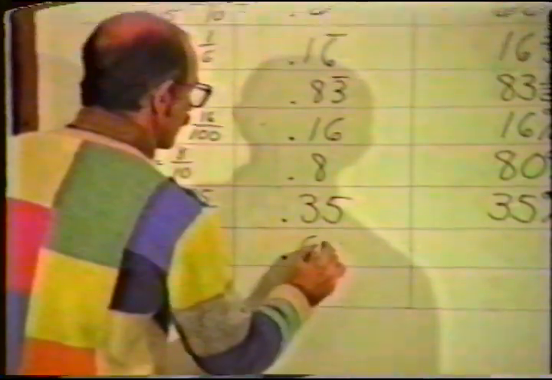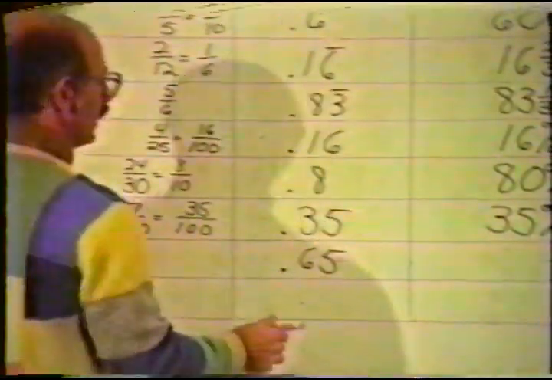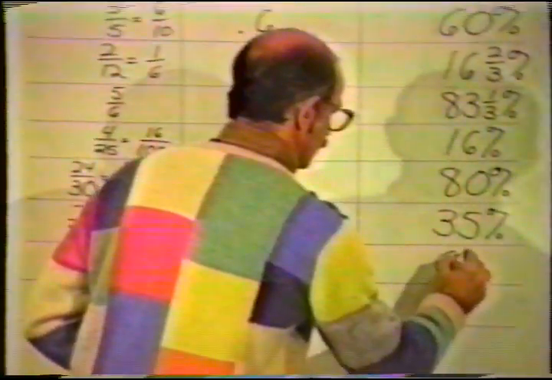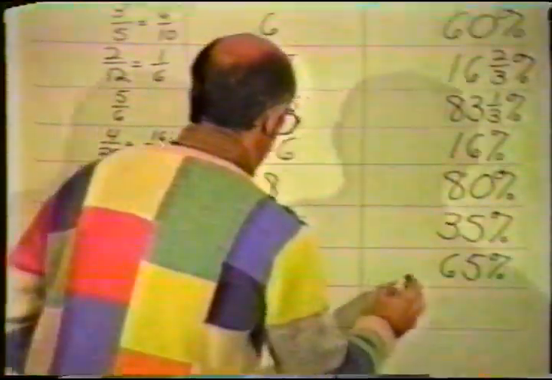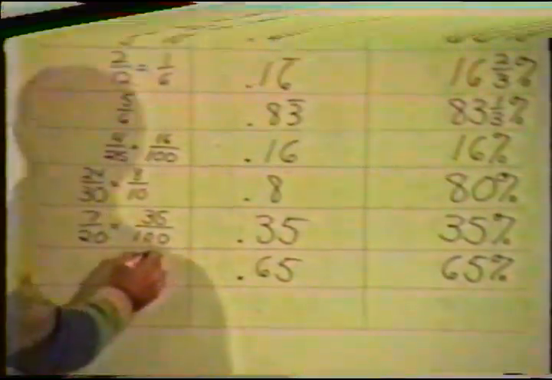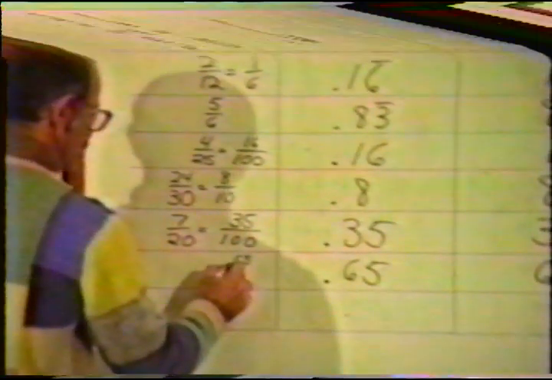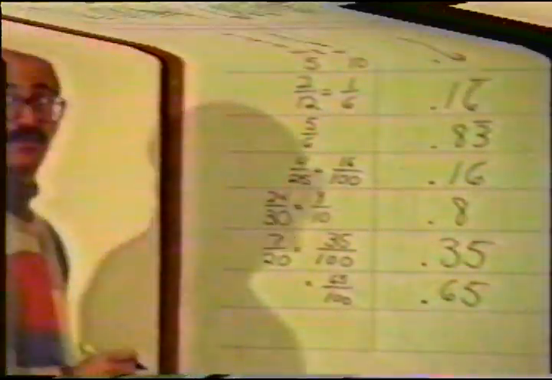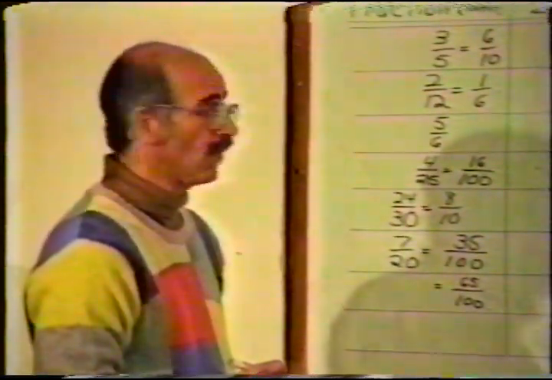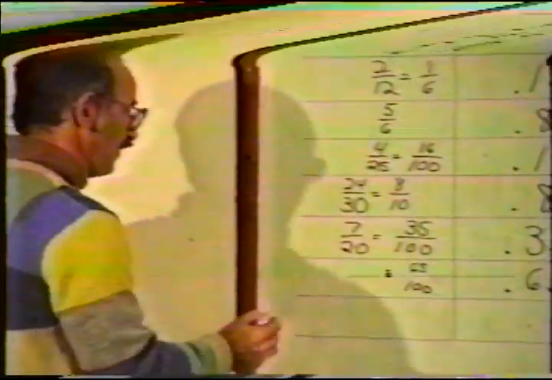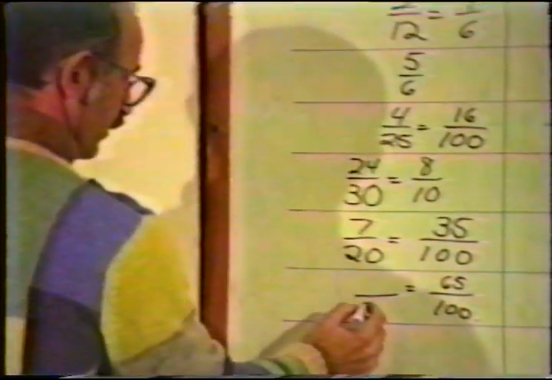The next one is the decimal 0.65. How much percent is that? 65%. And read it to me as a decimal. 65 hundredths. Can it be reduced? Yes. What number shall we use to reduce it with? 5. 5 into 100, 20.